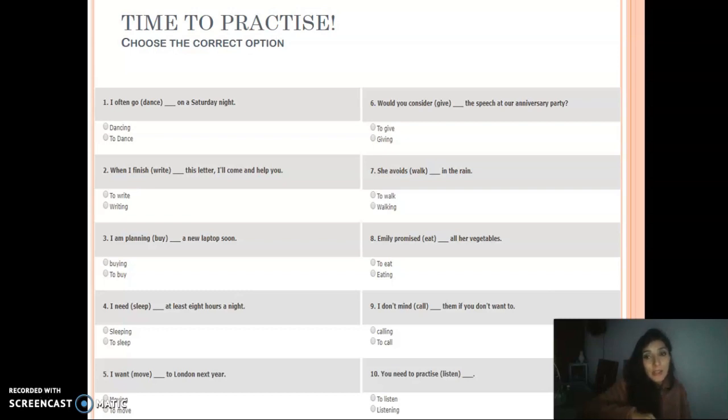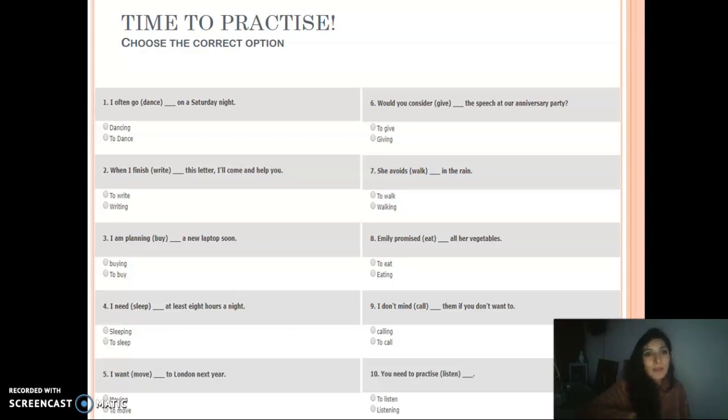So as you can see here, there are 10 exercises, so I'm going to be helping you with the first one, and then you're going to work along by your side, and you can pause the video in order to analyze better what we're talking about. But I'm going to be saying the answers quickly, so you can correct them.